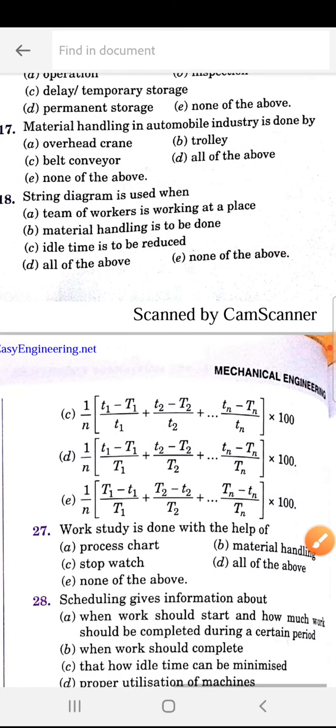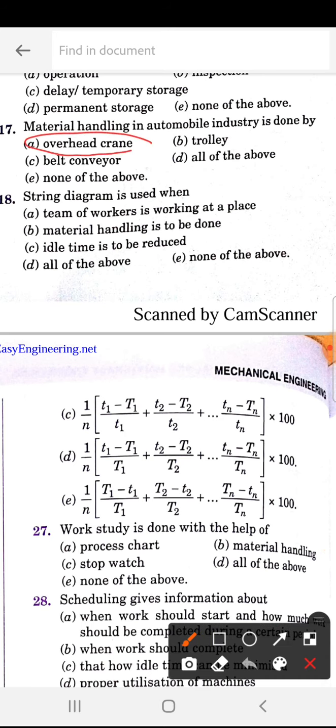Material handling in the automobile industry is done by overhead cranes. String diagram is used when the team of workers is working at a place. So A is the correct answer: a team of workers is working at a place.